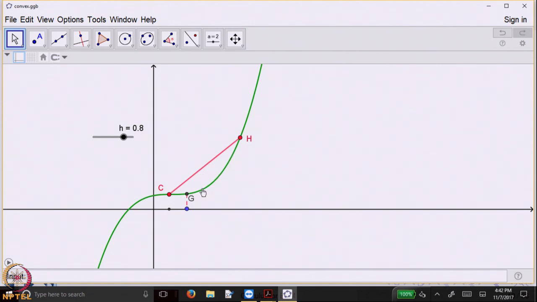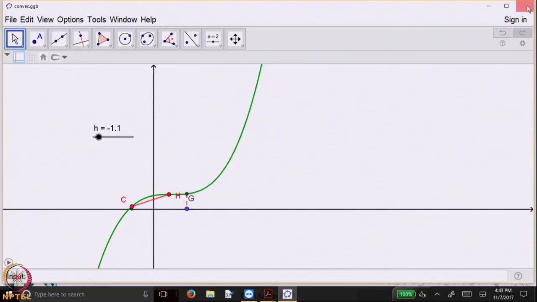So, that is what geometrically characterizes the property that the graph is bending towards or bending away. Bending towards the x axis means that if I take any 2 points on the graph of the function, then the chord joining those 2 points should stay above the graph of the function, and the other way around on this side, when it is bending away, the chord joining these 2 points should stay below the graph of the function. So, that is what should happen.